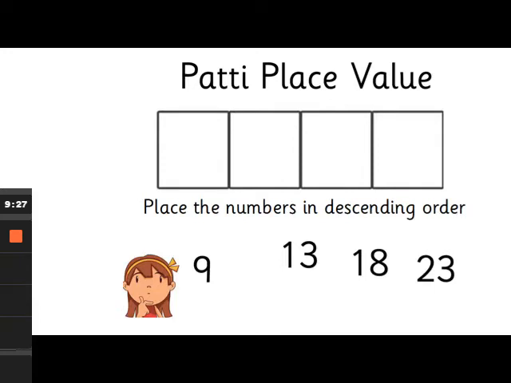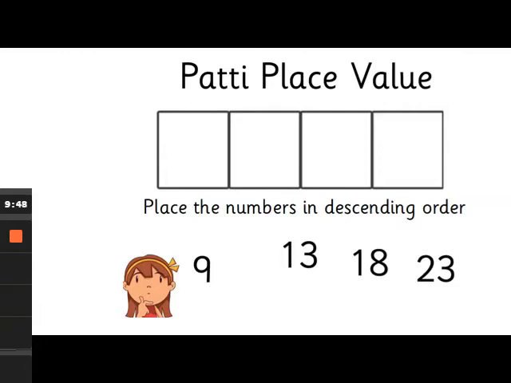Okay, we are on to Patty's place value now, and she wants us to put the numbers in descending order. Remember, descending means it's going to get smaller. So we're going to start with the biggest number, the greatest number, and then we're going to be getting smaller. So I want you to have a look at these numbers. We've got the number 9, 13, 18, and 23.